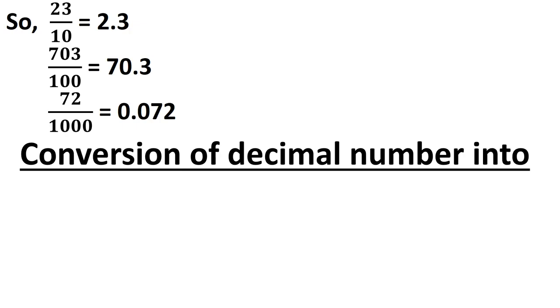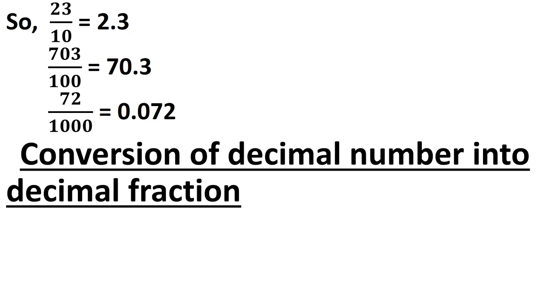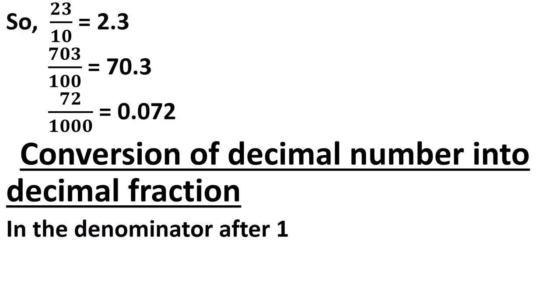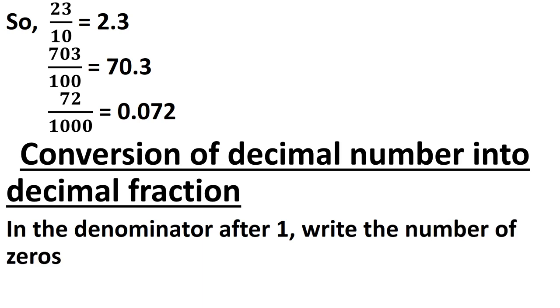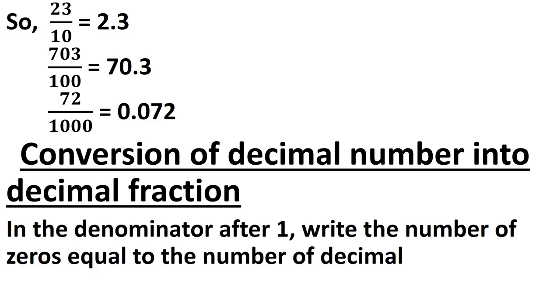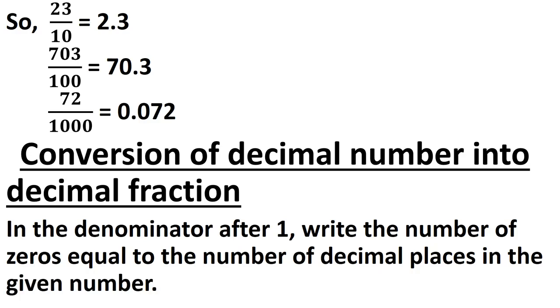Now conversion of a decimal number into a fraction. Decimal fraction. In the denominator, after 1, write the number of zeros equal to the number of decimal places in the given number. Okay. In the denominator, what you have to write down? With 1, you have to write the number of zeros equal to the number of decimal places in the given number.